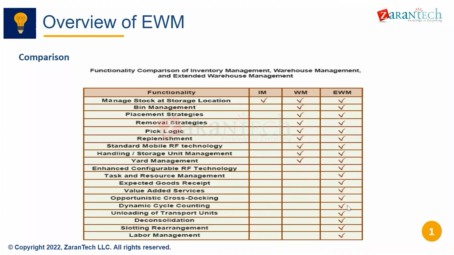Then physical inventory in the warehouse, dynamic cycle counting in the warehouse as advanced functionality, unloading of the transportation unit, and then deconsolidation. Some process functionality we have is slotting, rearrangement, labor management. Then we have some additional functionality also, integration with transportation management, and advanced shipping and receiving. Now SAP has come up with some advanced functionality which SAP EWM supports. You can see how much additional functionality SAP is supporting in EWM compared to WM.